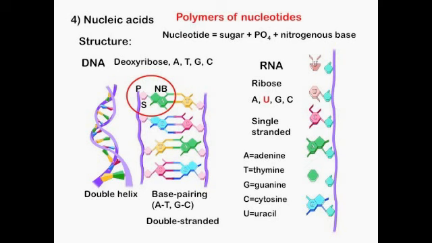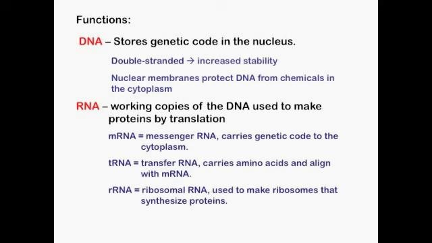DNA forms a double helix, and you can see differences between RNA and DNA. DNA is double-stranded and has deoxyribose with adenine, thymine, guanine, cytosine. RNA is single-stranded with the sugar ribose and has uracil.